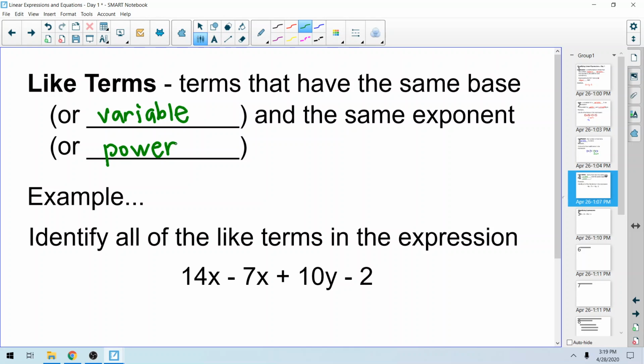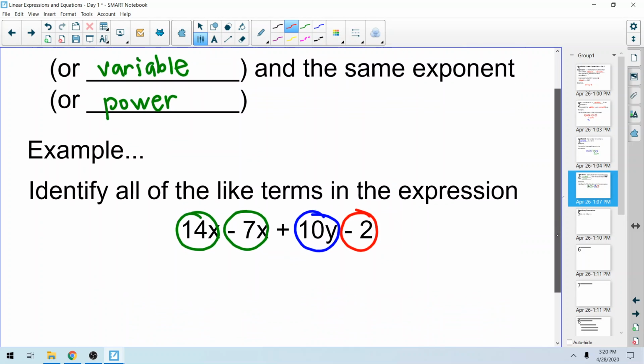So example, identify all of the like terms in the expression. So we're looking for all the terms that have the same variable. 14x, negative 7x. They have the same, so they are like terms. 10y is the only one with a y, so he's kind of by himself. And then we've got our negative 2, so he's kind of by himself as well because he's our only constant.